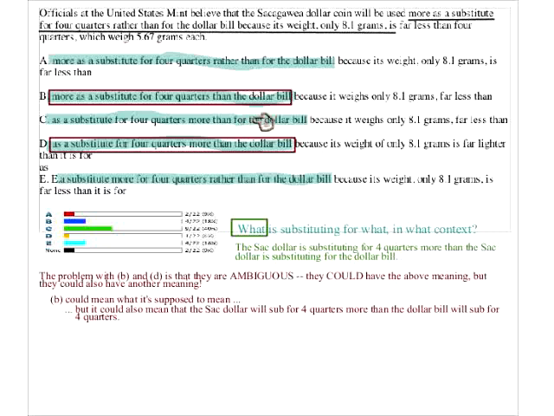Because we don't know, right? This word makes this clear. Like, if you say "more than for the dollar bill," that's what makes the issue clarified here. If you just say "more" as a substitute for 4 quarters than the dollar bill, then you don't know.